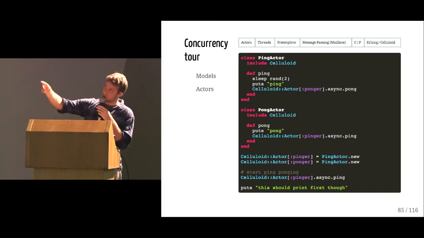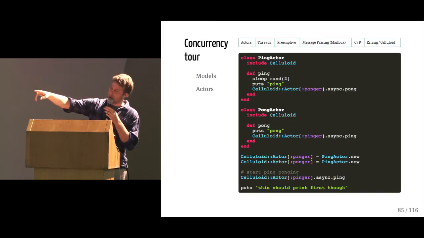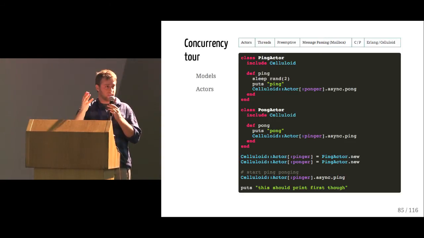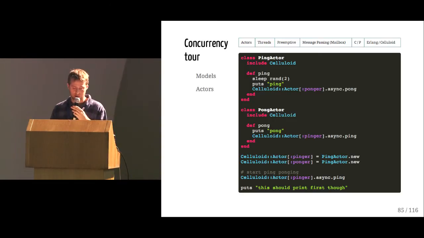So back to this example, when we're doing async.ping, it's basically calling the first actor, sending this ping message to the mailbox, and then in its own timeline, it will do something. The way I find to understand actors is that they're basically object-oriented threads. That's the way I see it, and it's a nice, concise way to express concurrency.